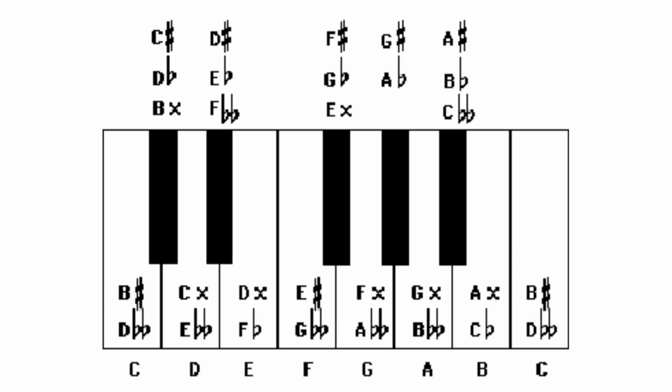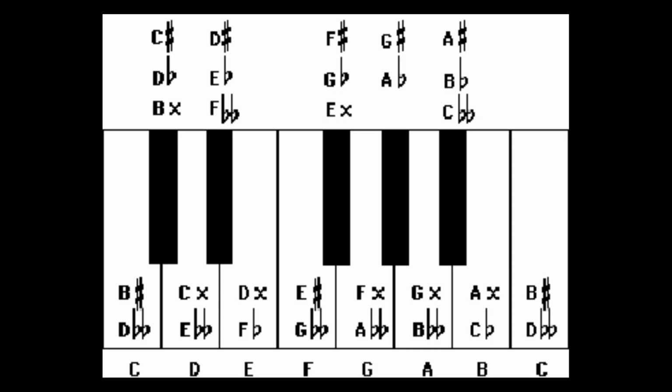Here's a diagram of a piano keyboard showing enharmonics. The sign, which looks like the letter X, is a double sharp sign. The sign, which looks like 2 flat signs side by side, is a double flat.